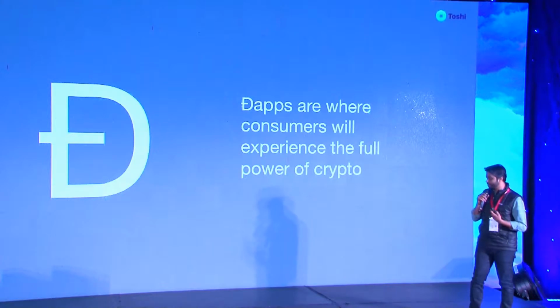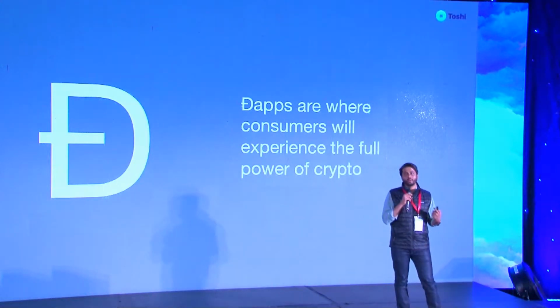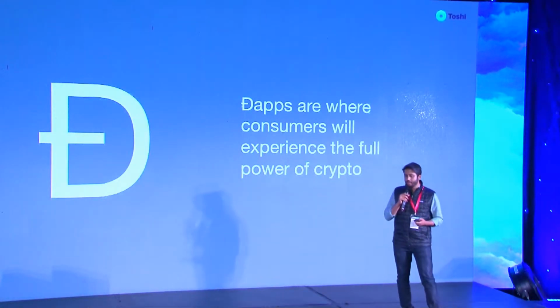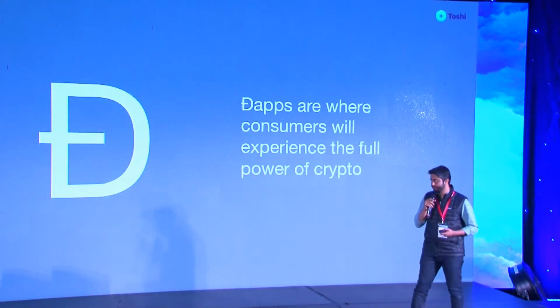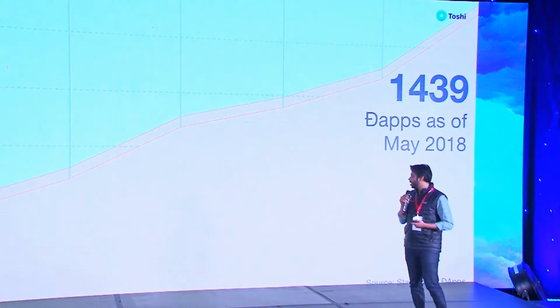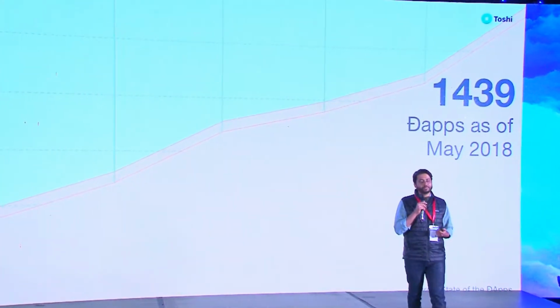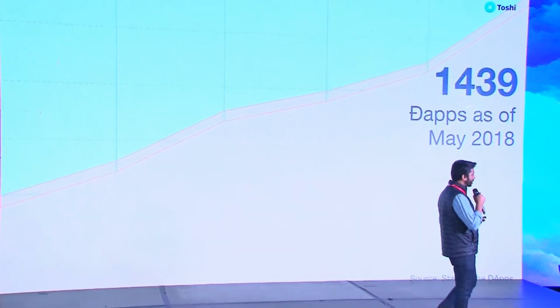So let's talk about DApps. DApps are what we believe are going to be the vehicle by which we take the decentralized web to millions of users, right? And it's going to open the utility phase of cryptocurrency as opposed to just the investment phase. As of 18 months ago, there were almost no DApps. Today, there's over 1,400 DApps, and that number is growing very, very rapidly.